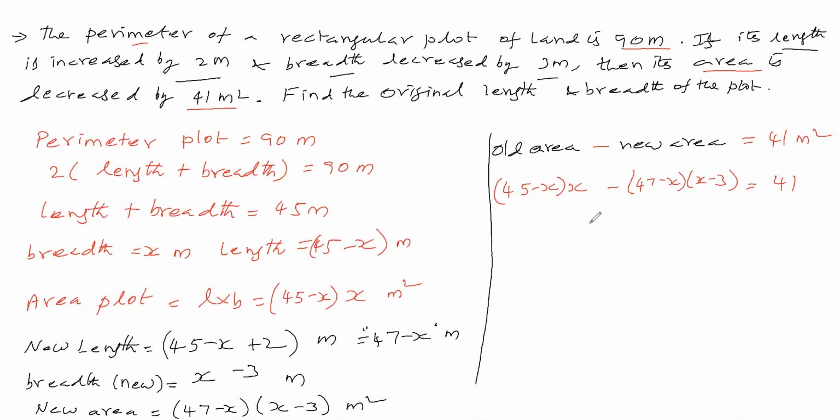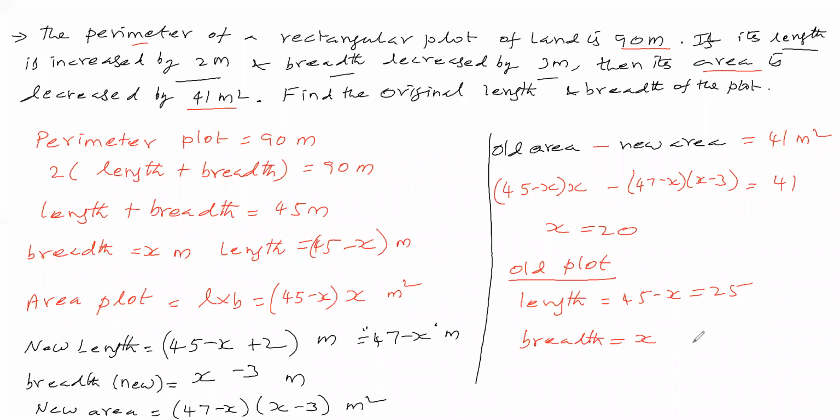So we simplify this and we get x is equal to 20. From this, the original plot: length is 45 minus x, that is 25, and breadth is x, that is 20 meter. So breadth is 20 meter, length is 25 meter. Now we'll take the next question.